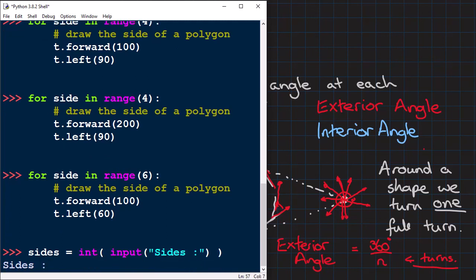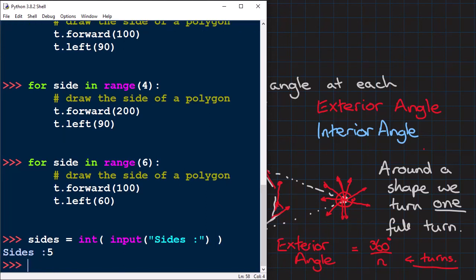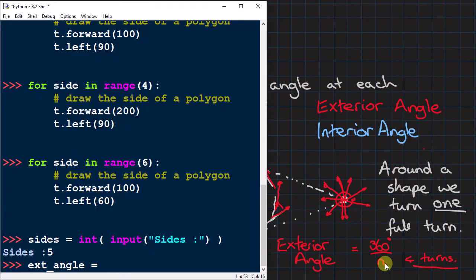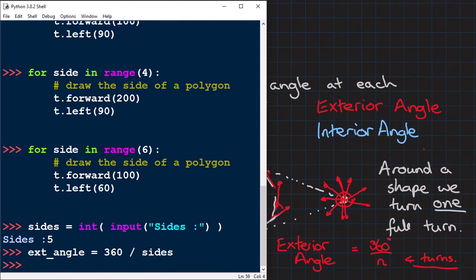I'm going to say the number of sides for this one, I want to draw 7. Actually, let's do 5. You should actually know the exterior angle on those. We're going to calculate the exterior angle. And the exterior angle is 360 divided by the number of sides. So 360 divided by sides. Then my loop is the same. For side in range of sides.